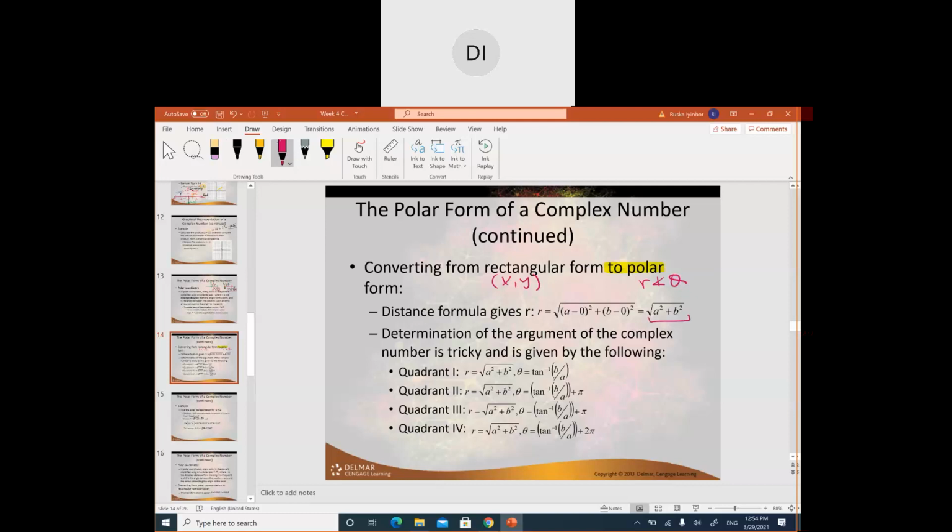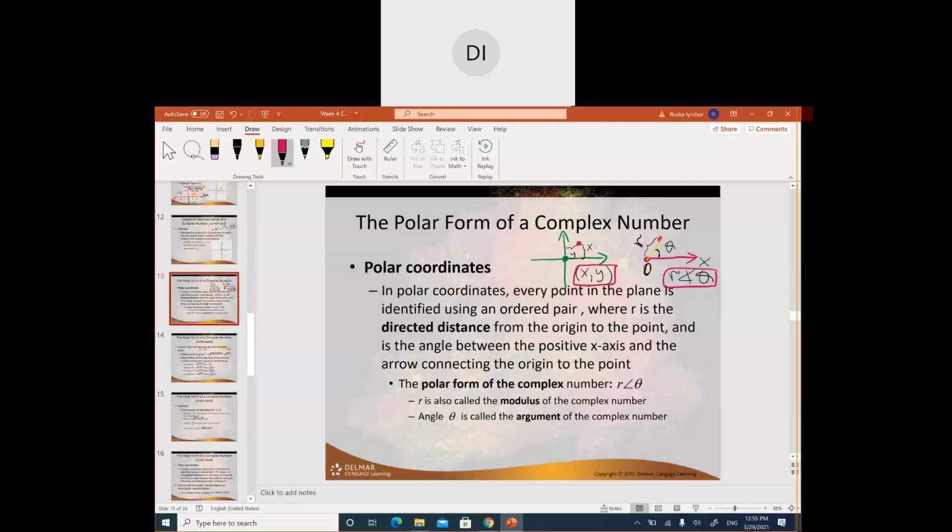In this case, instead of x and y, they're using a and b. So let's just be consistent with what they have here. Let's say rectangular is a and b, so the coordinates a and b, going back here to my graph, my picture. So let's change that. We have a and b. The distance from the x-axis is a, and b. Okay, so let's be consistent with the PowerPoint.